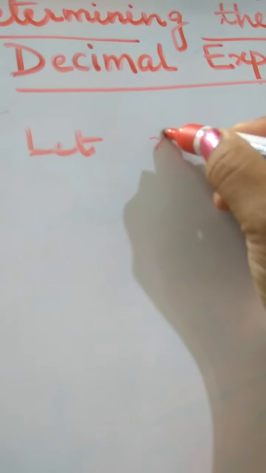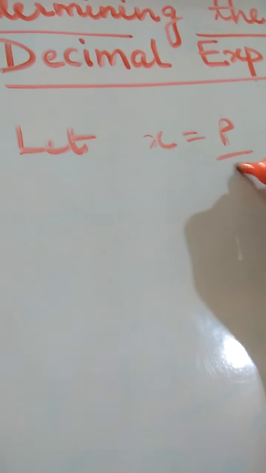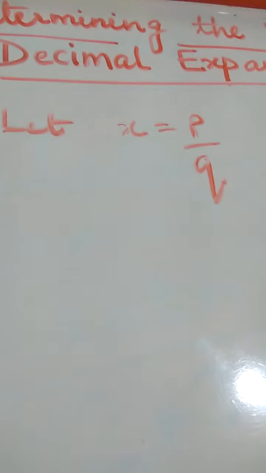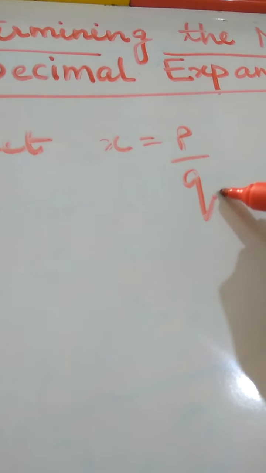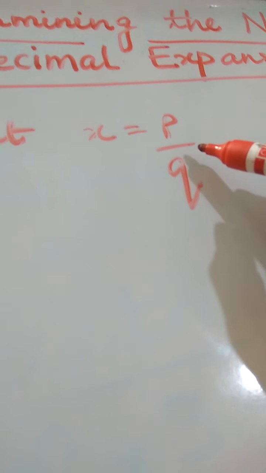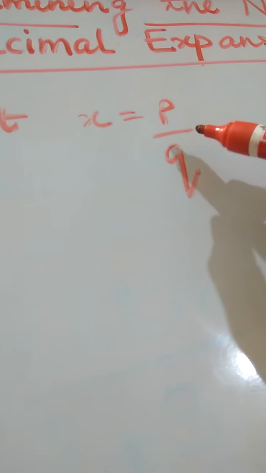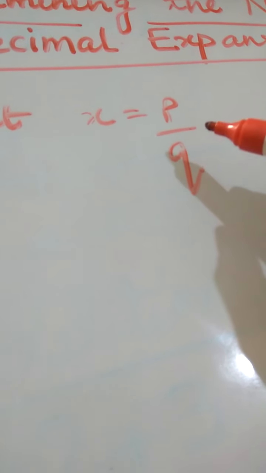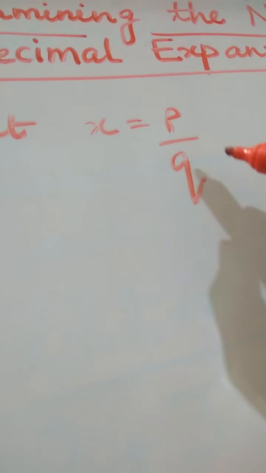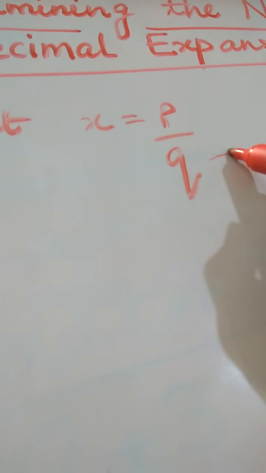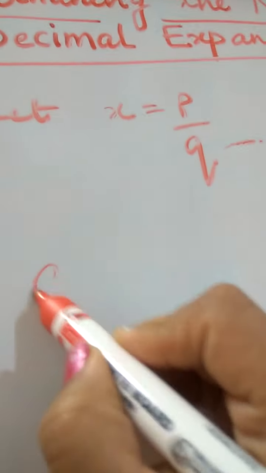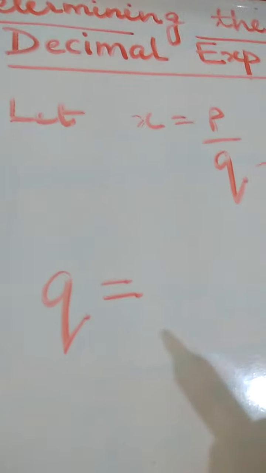Let x equal to p by q be a rational number. Now we want to find out whether this rational number p by q has a terminating decimal expansion or a non-terminating repeating decimal expansion. So we will factorize q and we will observe what factors of q we are getting.